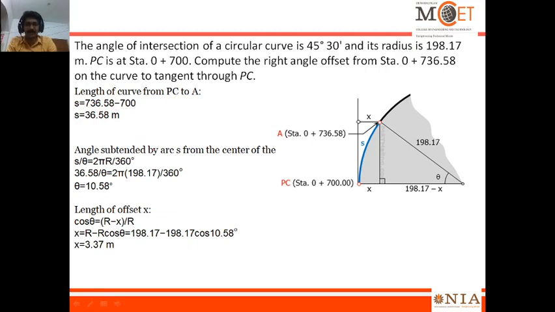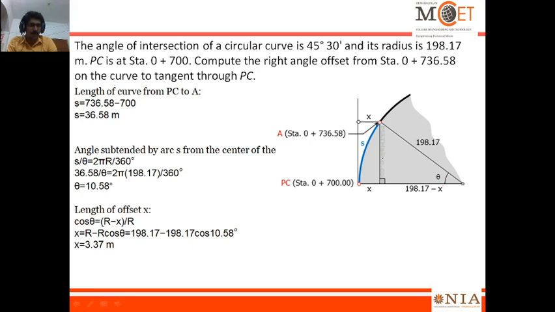So the angle subtended by the arc s from the center of the curve is s by theta is equal to 2 pi r by 360, right? So 36.58 by theta is equal to 2 pi r, which is known, by 360. You will get theta is equal to 10.58 degree, or you can convert it to 10 degree, approximately 32 minutes something, right? So you have obtained this angle also.